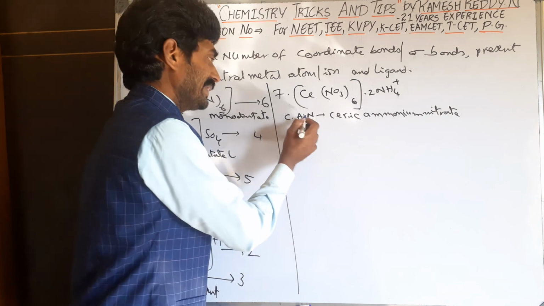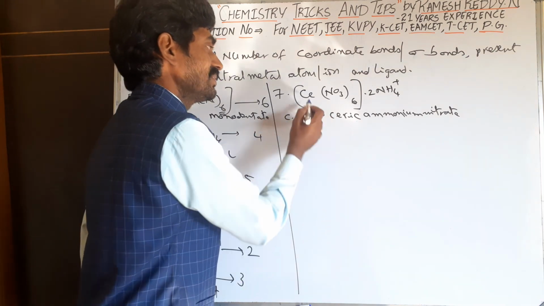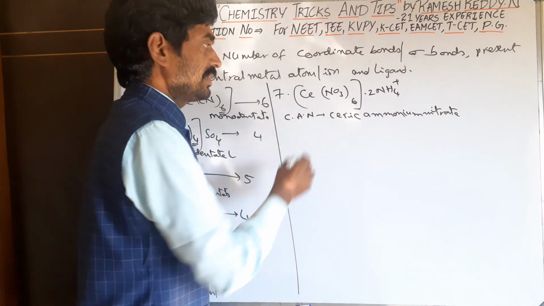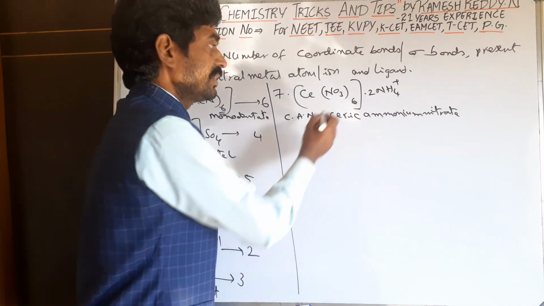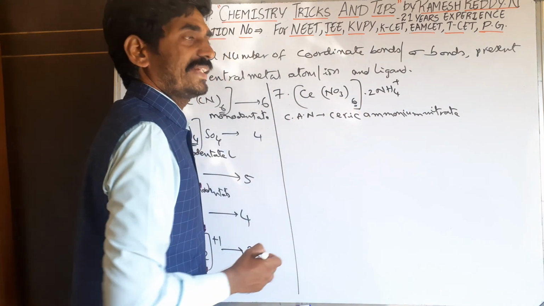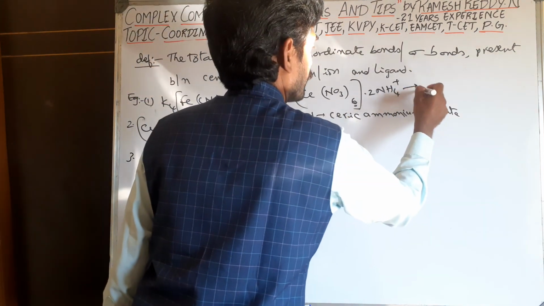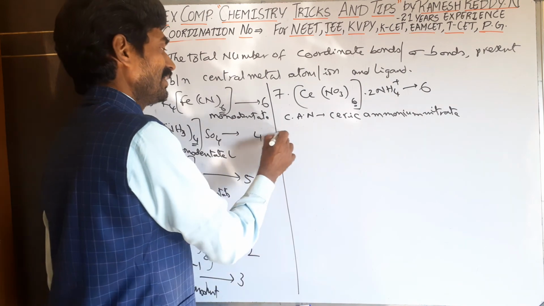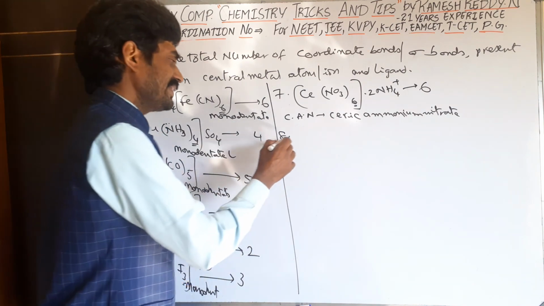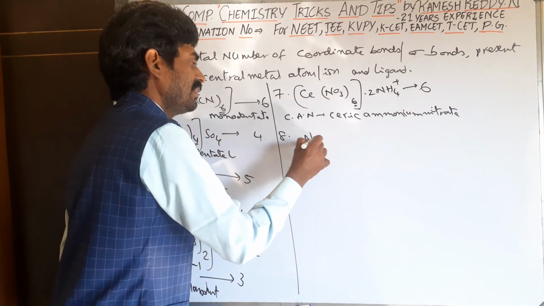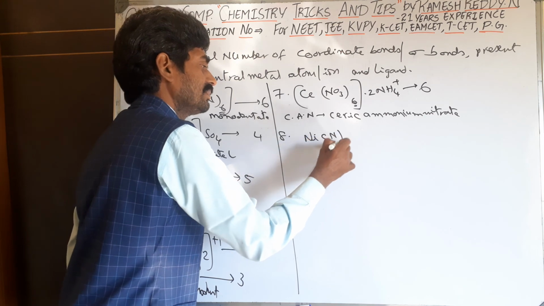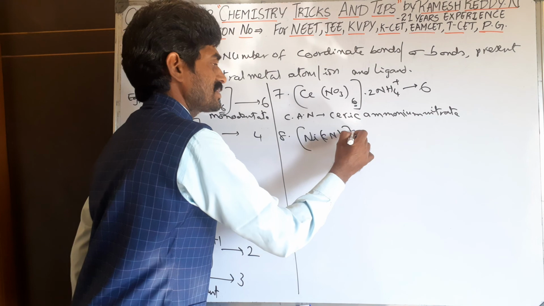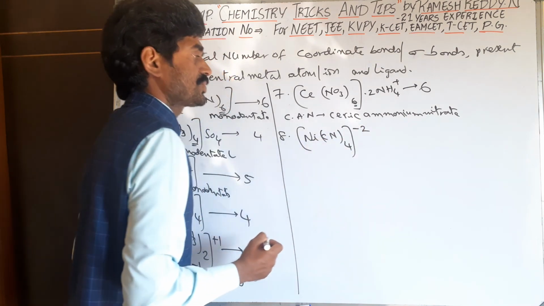Now here, ceric ammonium nitrate. Here cerium is the central metal atom and the nitrate ions, NO3, how many are there? 6 are there. They can form 6 coordinate bonds. So the coordination number is 6.